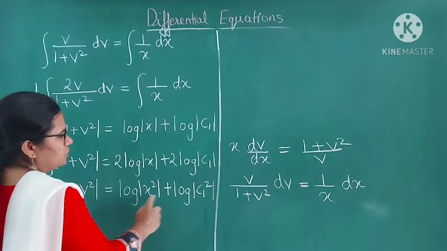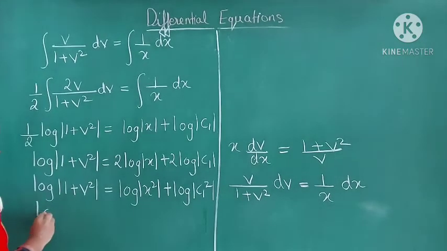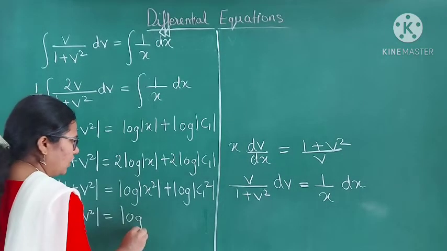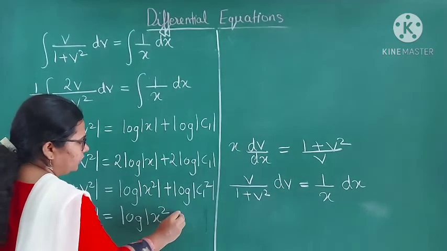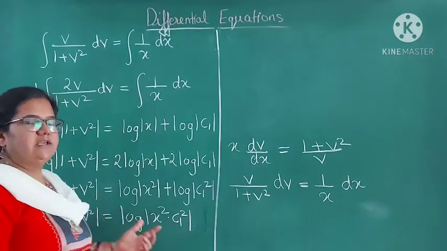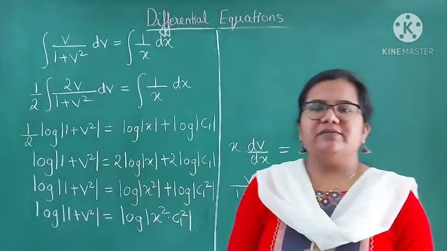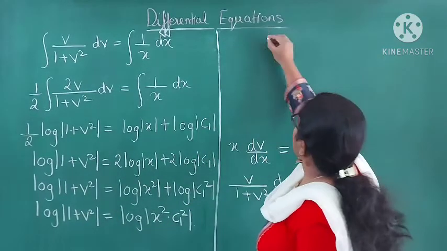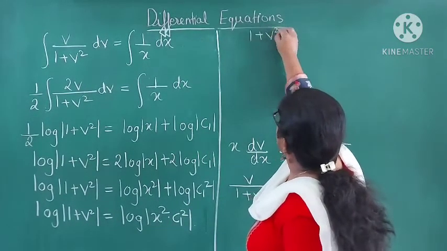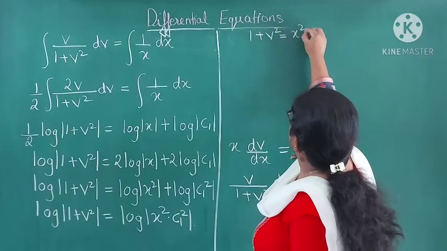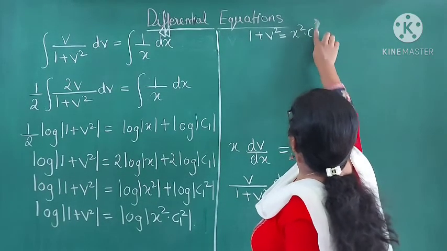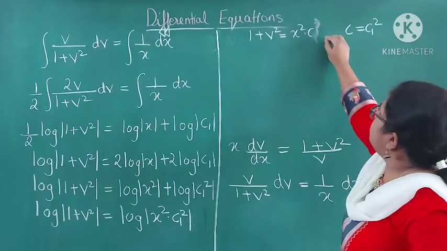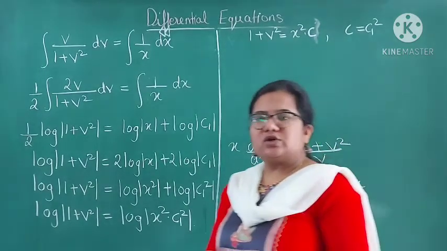Now here you have plus sign, so this will become product. So you have log of 1 plus v square is equal to log of x square into c1 square. Yes, by law of product. Now in place of c1 square you can write c also. And when you compare on both sides, what you will get? You will get 1 plus v square is equal to x square into c. We can write it as c, where we can say c is equal to c1 square. So this is your solution.